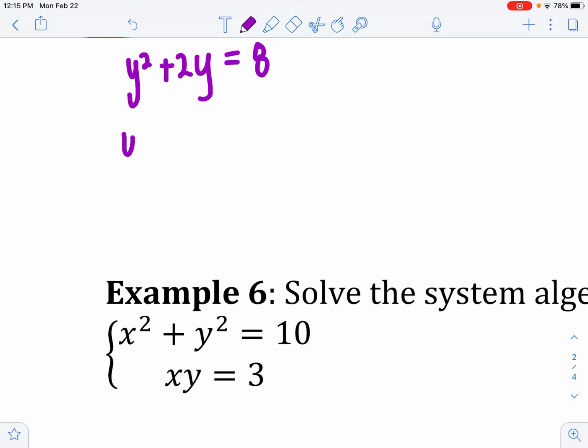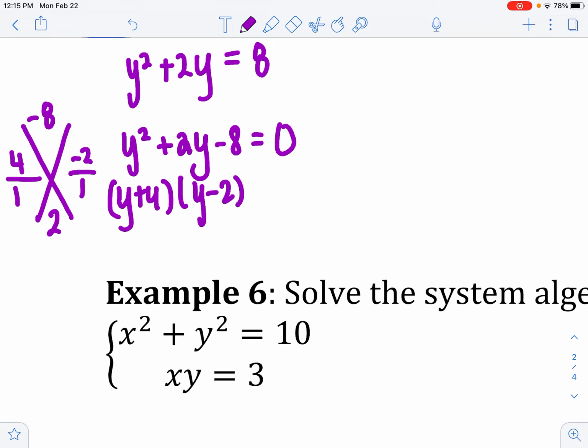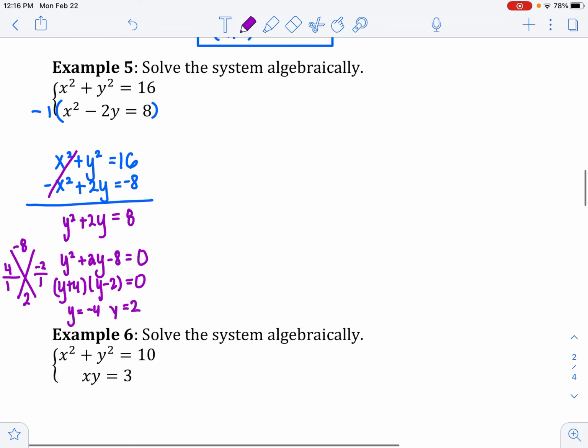All right, so this is a quadratic with a y squared and a y, so I cannot solve by square rooting, but I want to try to solve by factoring. In order to solve by factoring, it has to be equal to 0. So I'm going to do y squared plus 2y minus 8 equals 0. Is this factorable? Yes. I'm looking for two numbers that multiply to give me -8 and add to give me 2, which are 4 and -2. So I have y plus 4 times y minus 2 equals 0. I get two y values, -4 and 2.